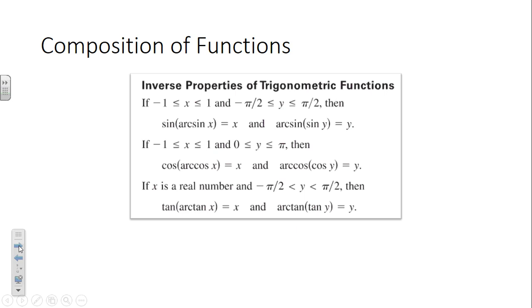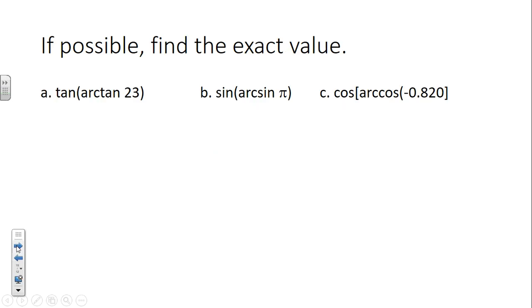Okay? Same thing with the arc cosine. Cosine of arc cosine of x will be x. Arc cosine of cosine of y will be y. Arctangent of tangent of y will be y, and tangent of arctangent of x will be x. Does that make sense to everybody? Easy peasy, right? So if we give you something like this and say, what's the tangent of the arctangent of 23? You're going to say 23.